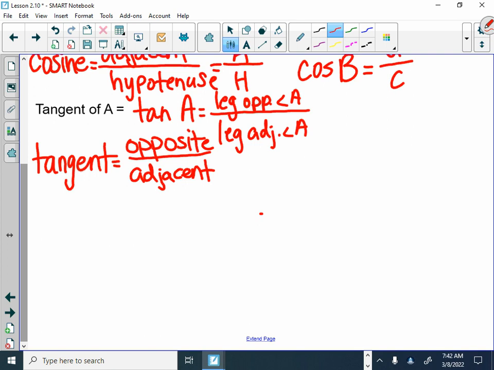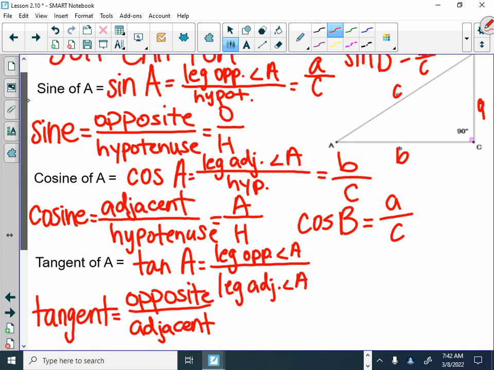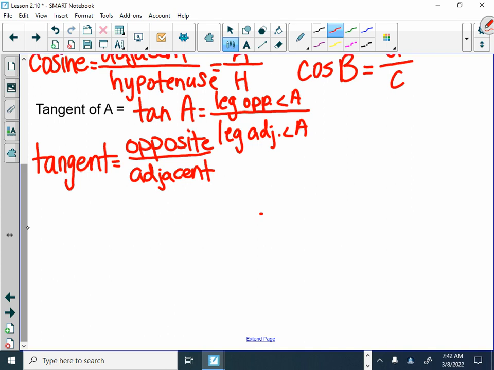Alright, so let's look at our picture. Which leg is opposite angle A? Lowercase a. Good. And then which leg is adjacent or next to angle A? Lowercase b. Good. So, like I said, tangent doesn't involve your hypotenuse at all. Okay.